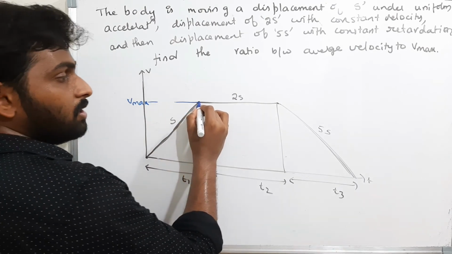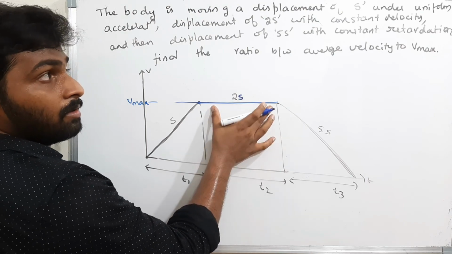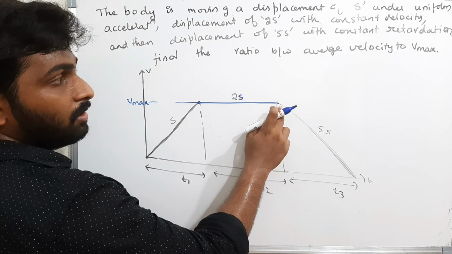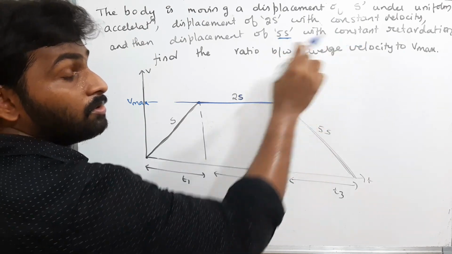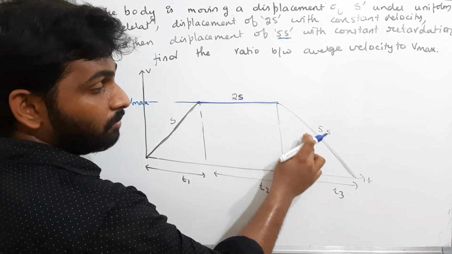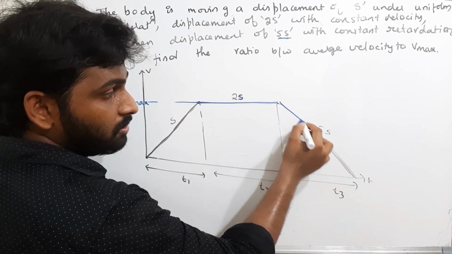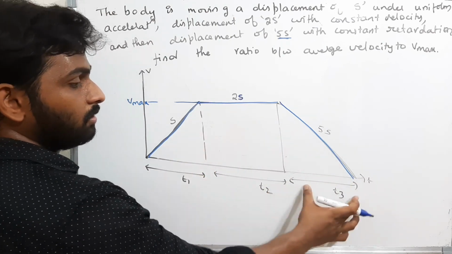And the same velocity will be continued for displacement 2s. Displacement 2s with constant velocity. Again after that, the body travels a displacement of 5s, but with constant retardation. That means it is a uniform retardation, that means acceleration is negative. That means the slope will be like this. This is the graph. The time is t1, t2, t3.